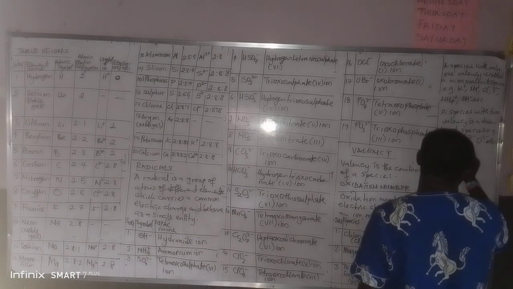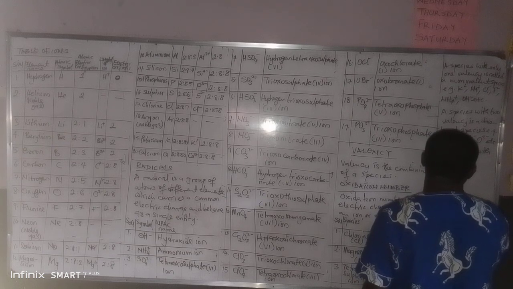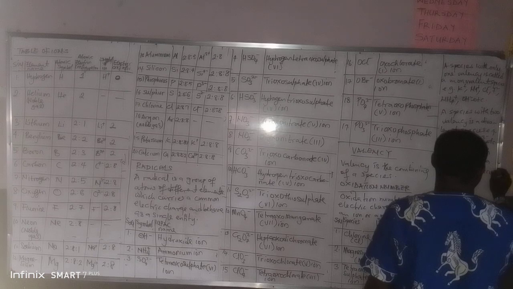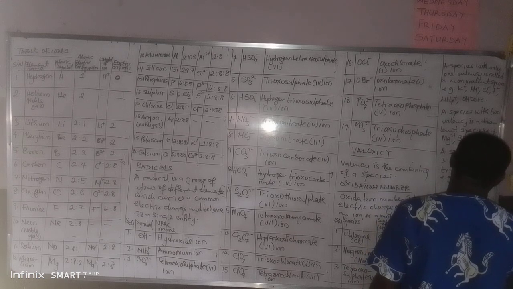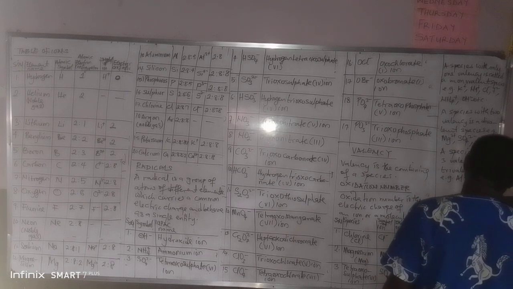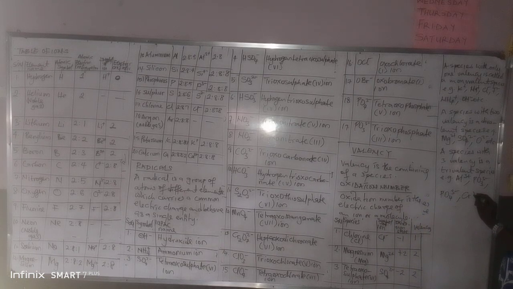So a species with 3 valency is a trivalent species. E.g., aluminium ion Al3 plus, then PO3 3 minus, PO4 3 minus, Cr3 plus, and so on and so forth. Then we have iron Fe3 plus, and so on. All these are trivalent. Now take notes.